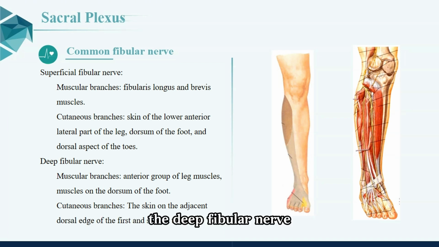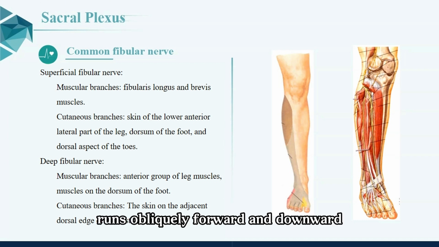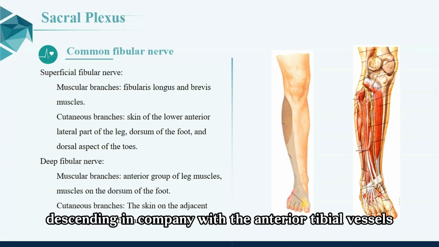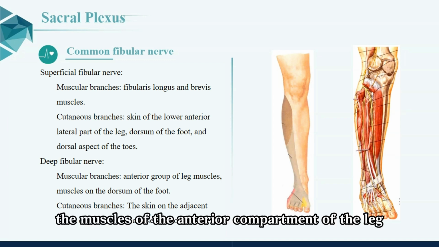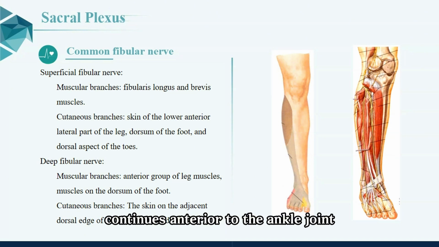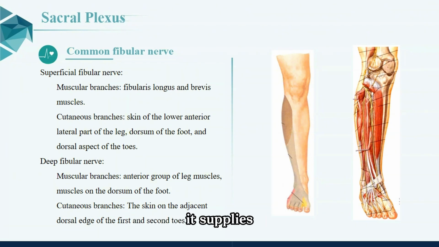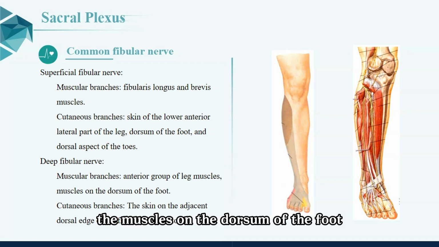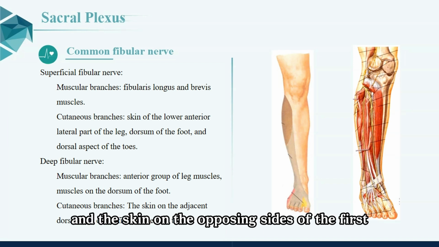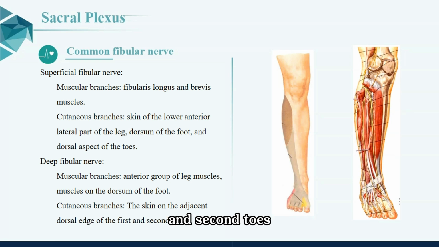The deep fibular nerve, after branching off, runs obliquely forward and downward, descending in company with the anterior tibial vessels. It passes between the muscles of the anterior compartment of the leg, continues anterior to the ankle joint, and reaches the dorsum of the foot. It supplies the muscles of the anterior compartment of the leg, the muscles on the dorsum of the foot, and the skin on the opposing sides of the first and second toes.